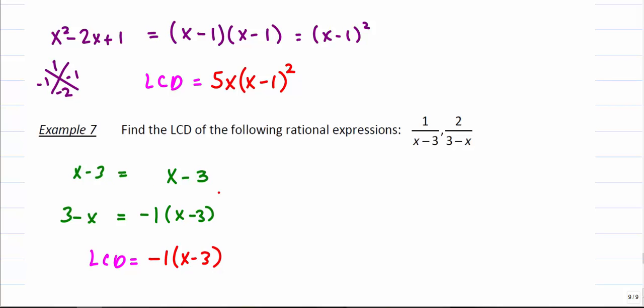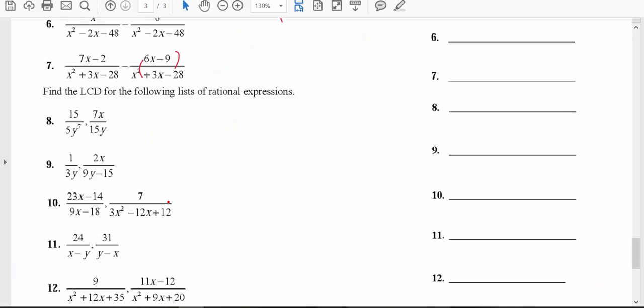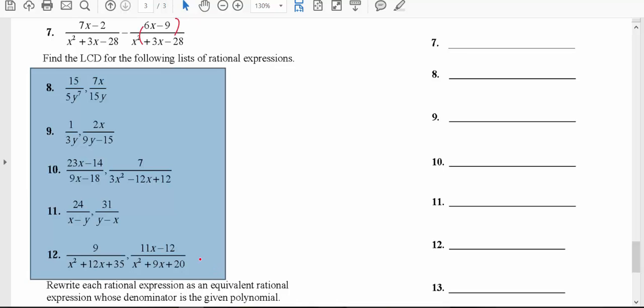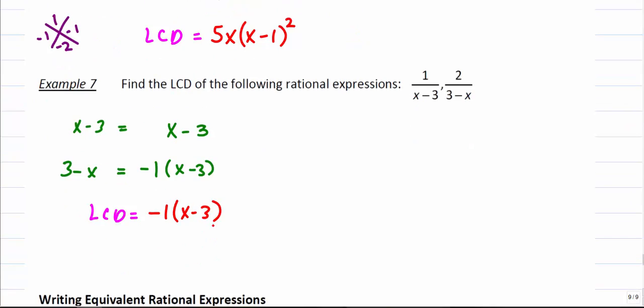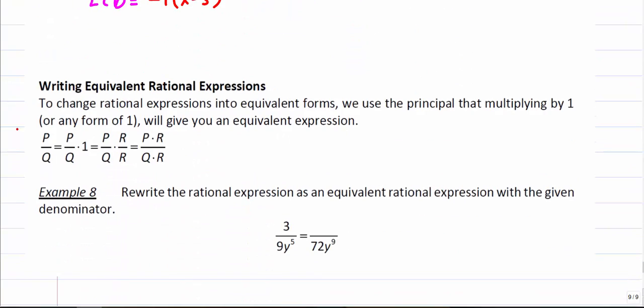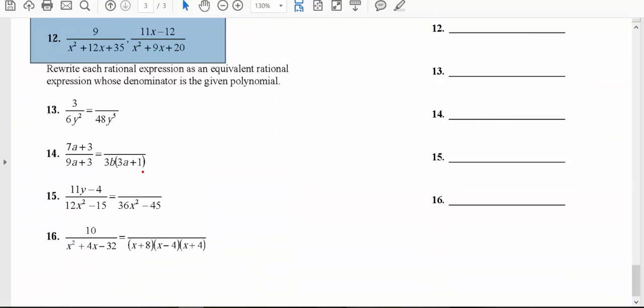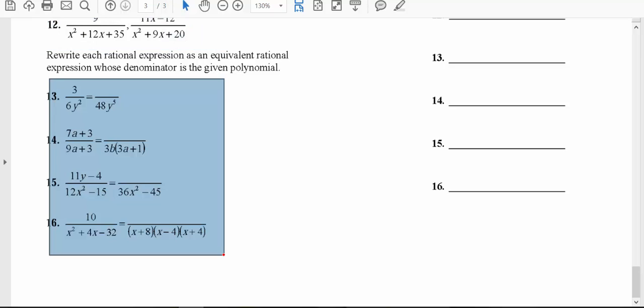All right, so when I look at the homework, that's what you're doing on 8 through 12. Number 11 is basically what I just did with x and y, okay? And the last example has writing equivalent rational expressions. And if I look in the homework, that's these last ones.